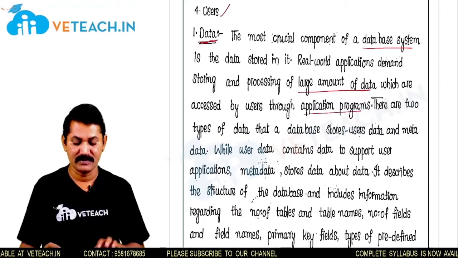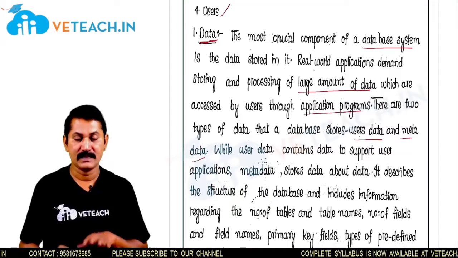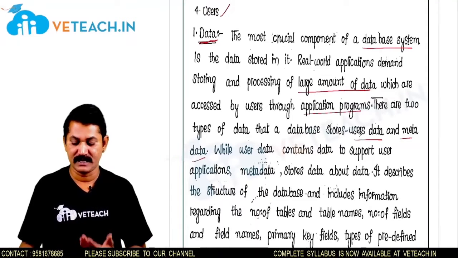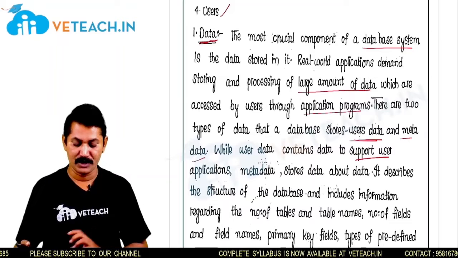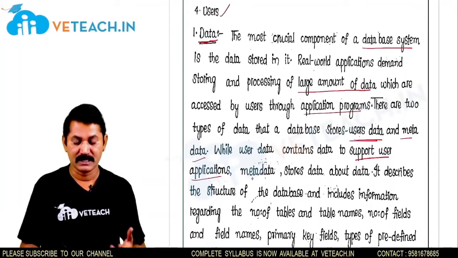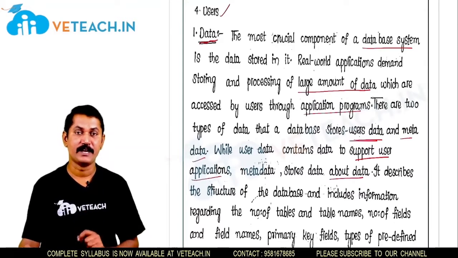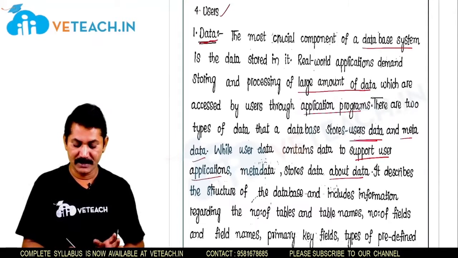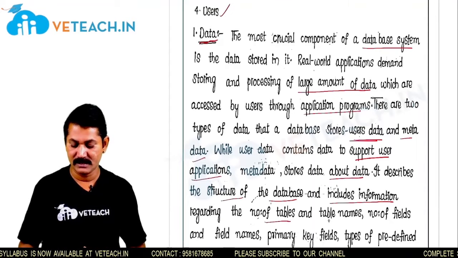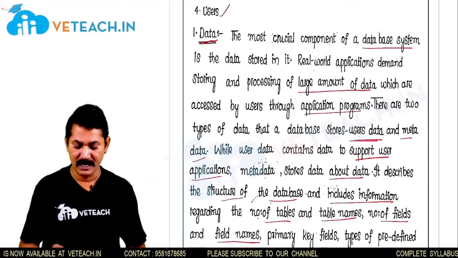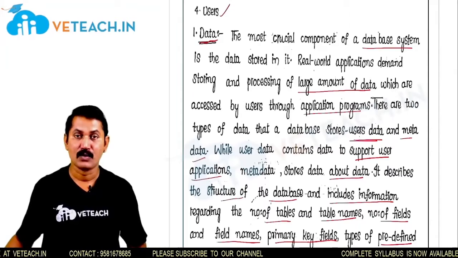There are two types of data a database stores, that is the user data and the metadata. The user data contains the data to support user applications, where coming to the next one, metadata stores the data about the data, that means which describes the information about the data, and here it gives the structure of database and includes the information regarding the number of tables, table name, number of fields and field names, including the primary key fields and types of predefined queries.